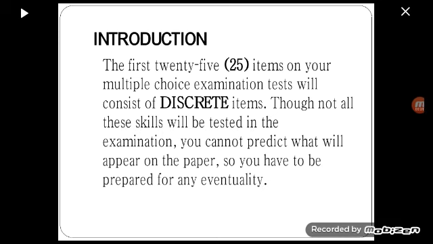In introduction, we need to understand that there are 25 items that we consider to be discrete items that you'll see on your multiple choice exam tests. Though not all the skills will be tested in the exam, we cannot predict what would appear on the exam paper, so I have here with me this slide that will help to prepare you for any eventuality.